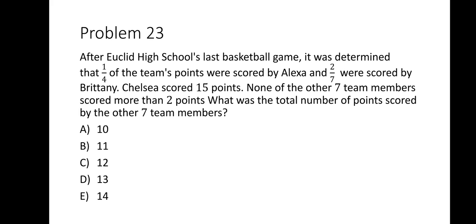Let's go on to problem 23. After Euclid High School's last basketball game, it was determined that 1/4 of the team's points were scored by Alexa and 2/7 were scored by Brittany. Chelsea scored 15 points. None of the other 7 team members scored more than 2 points. What was the total number of points scored by the other 7 team members? A 10, B 11, C 12, D 13, E 14.